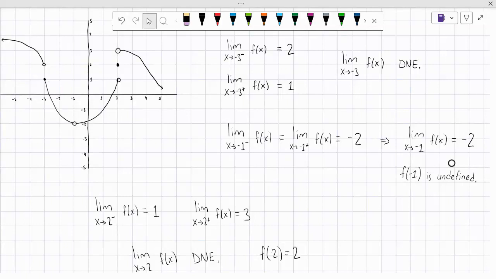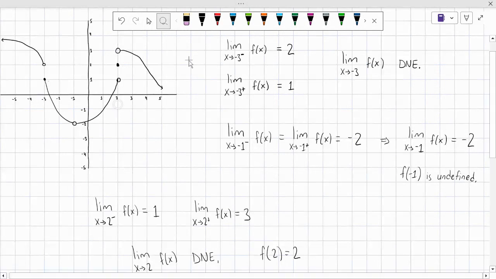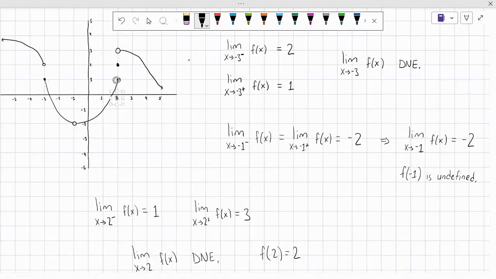Sure. I answered the last question first. So why is f of 2 equals 2? That's just because of this dot that I have here. That dot is part of the graph of our function. So at x equals 2, the point on the graph is up here and has a y value of 2. That means f evaluated at 2 would be equal to 2. Okay.